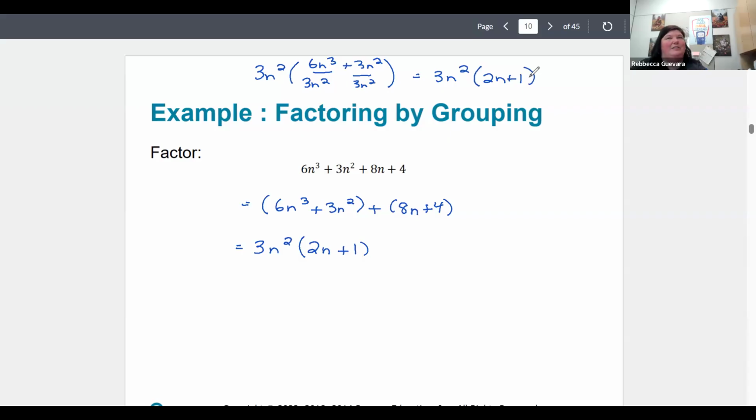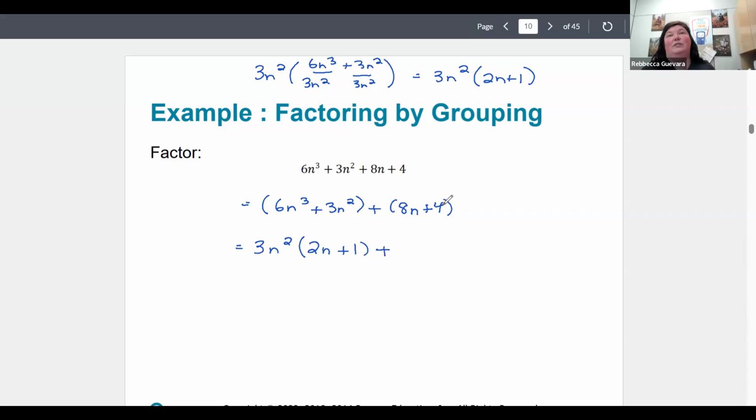Sometimes that little step helps people see that. That's really what we're doing there, because we're multiplying by the 3n squared, but we're also dividing by the 3n squared. So that's how it keeps this being the same, not the same, but an equivalent expression.